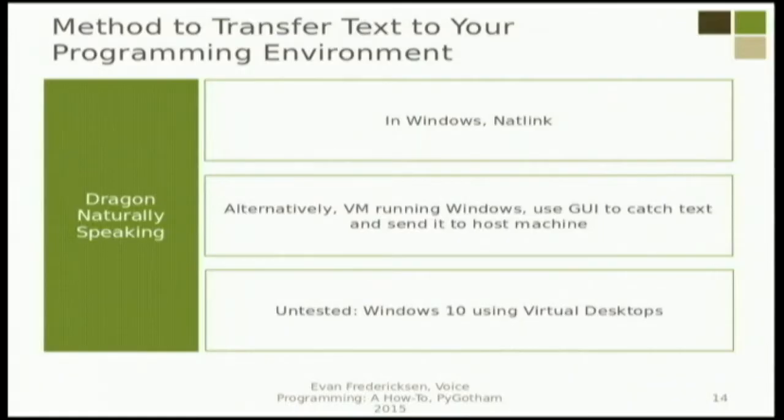OK, so the second part, the method to transfer text to your programming environment. In Windows, unfortunately, Dragon NaturallySpeaking only runs in Windows. So you can use Natlink to, again, get the text. Alternatively, you can use the approach I mentioned before, where you have a virtual machine running Windows with Dragon NaturallySpeaking inside of it. Third approach is Windows 10 introduced something called virtual desktops, which for any Linux users out there is basically workspaces. You can run Dragon NaturallySpeaking inside of that, have your own little GUI window inside of that as well, and then send it along to the rest of your environment.